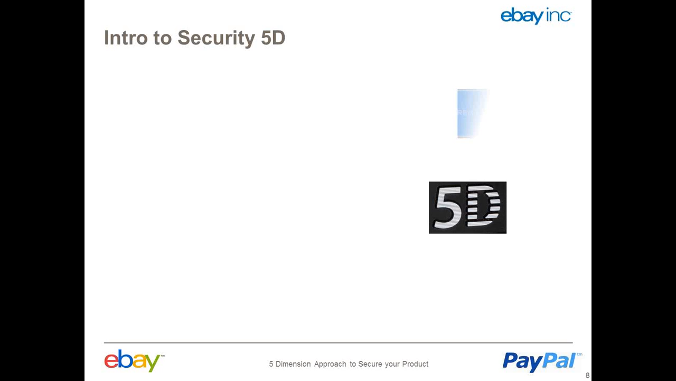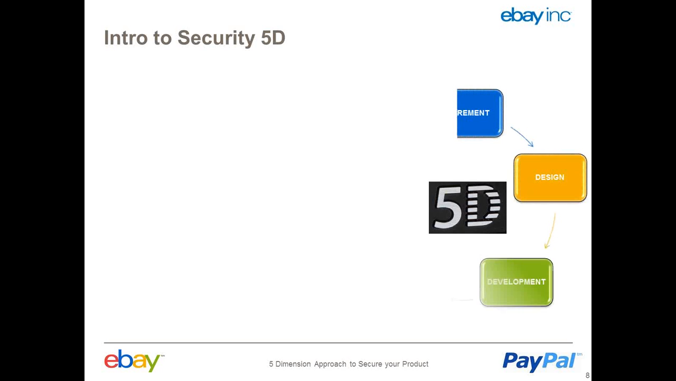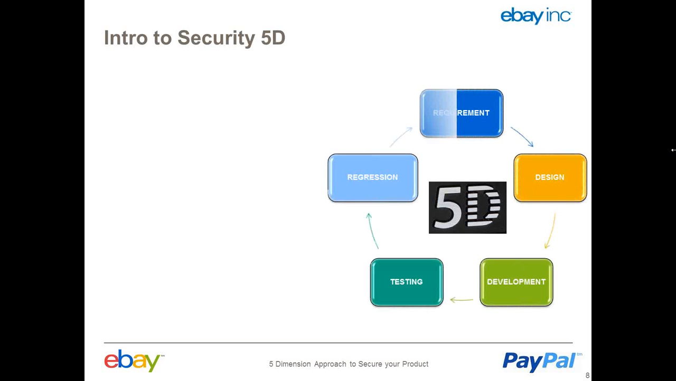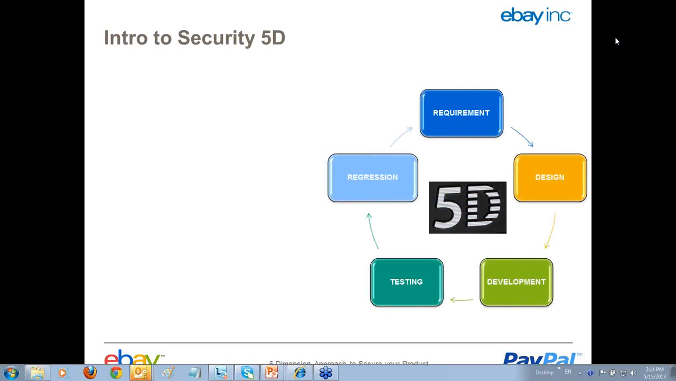So what is this 5D approach? The 5D approach is a simple approach where we start safeguarding your security, starting from requirement to design, then to development, then testing, and then a very important area, regression.